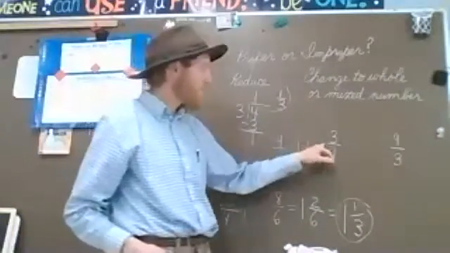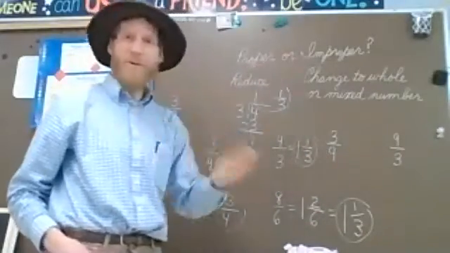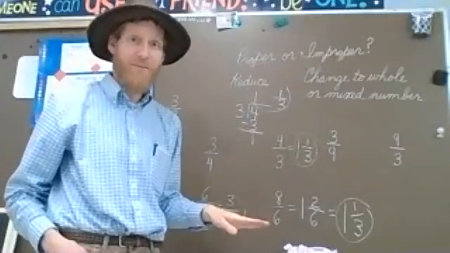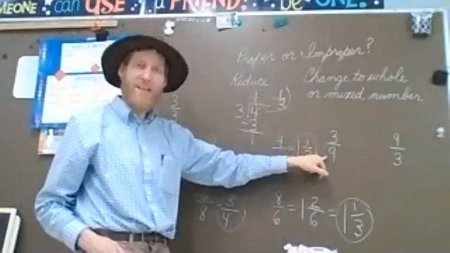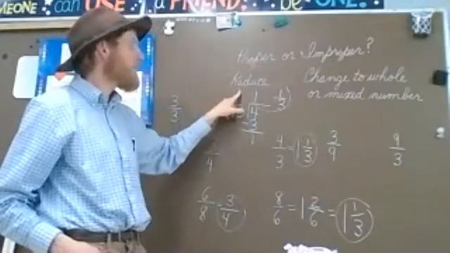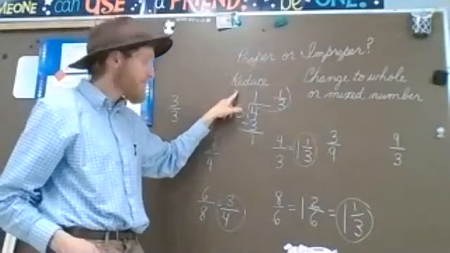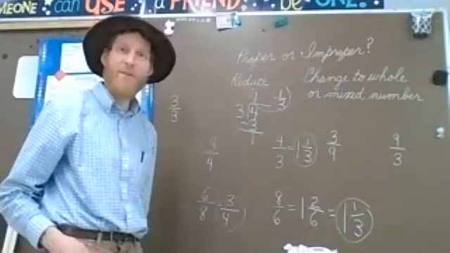Let's go to the next one, 3/9. Is that proper or improper? Always the first question you ask yourself. Well, is the denominator larger? Yes, so it's proper. All right, next question. If it's proper, I reduce it. I simplify. How do I reduce it? Divide both of them by what number?